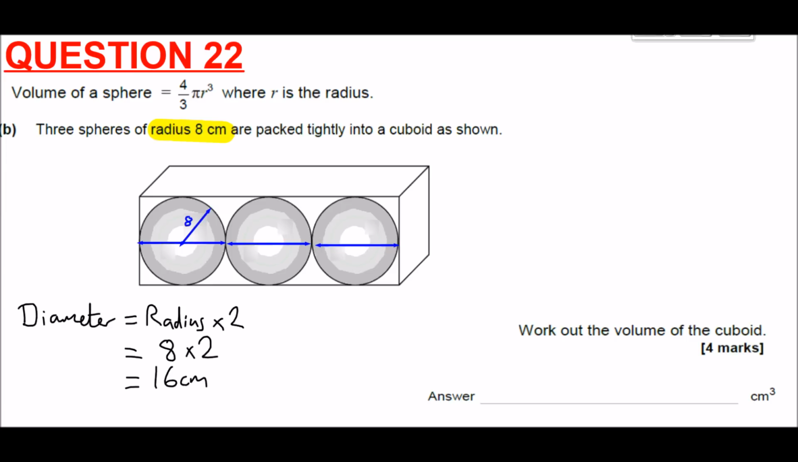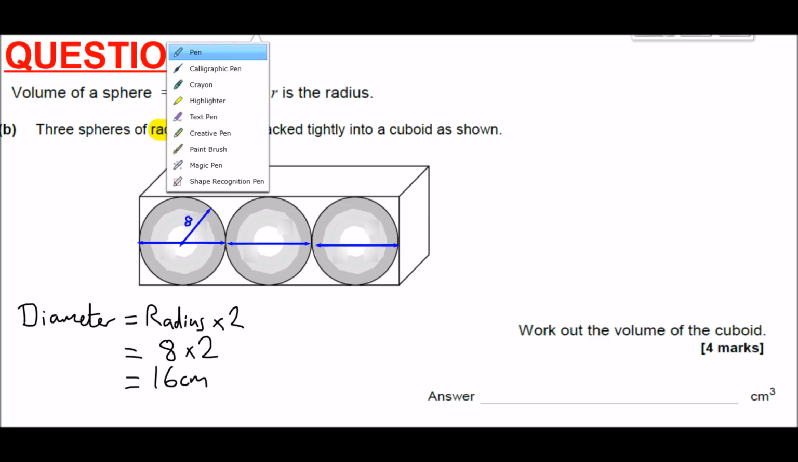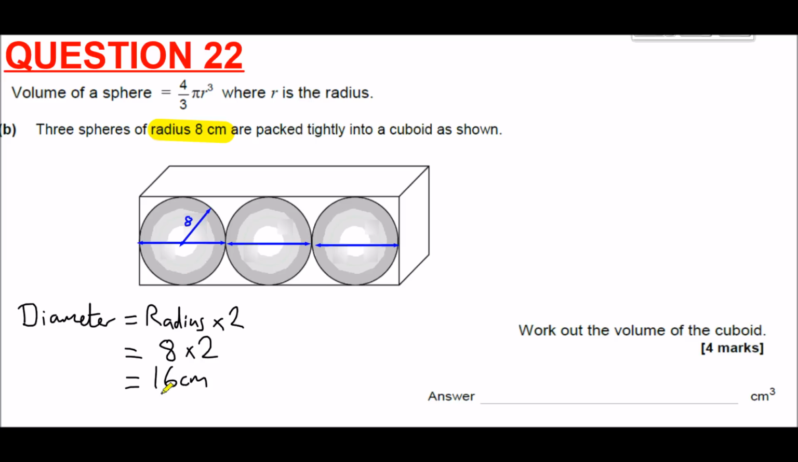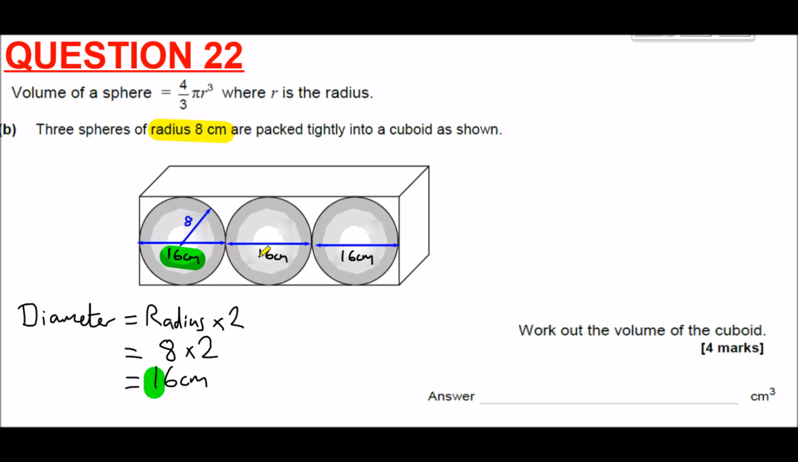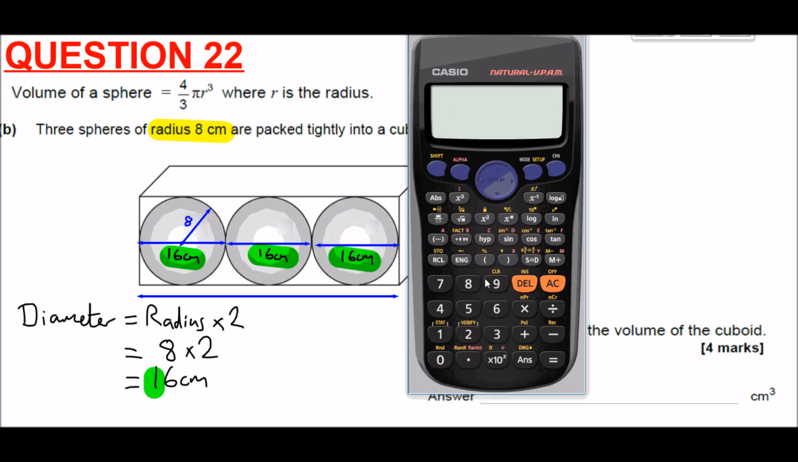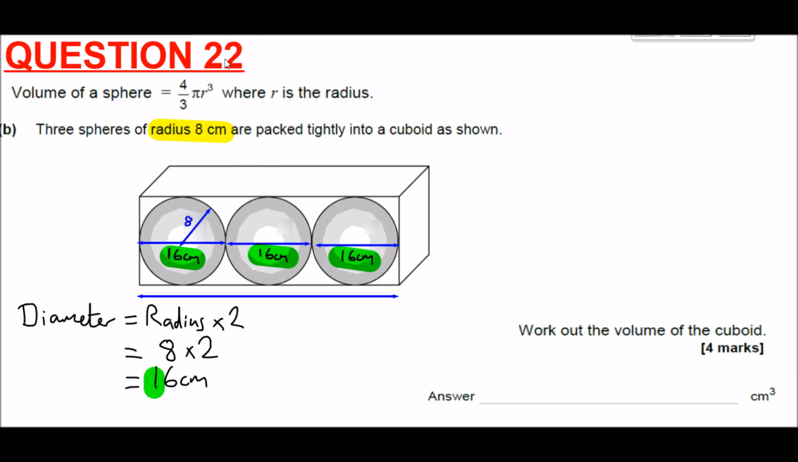And so from that, what we can do is we can work out the total length of this cuboid. So the diameter is 16, which I'll just highlight here. That tells us that each one of these spheres is 16 along. So that's 16 centimetres. That's 16. And that's 16. 3 spheres, 3 lots of 16. And so from this we can work out the total length of this cuboid. So from one end to the other, it'll be 16 plus 16 plus 16, which is essentially just 16 multiplied by 3. 16 multiplied by 3 is 48. And so the length of this cuboid is 48 centimetres.